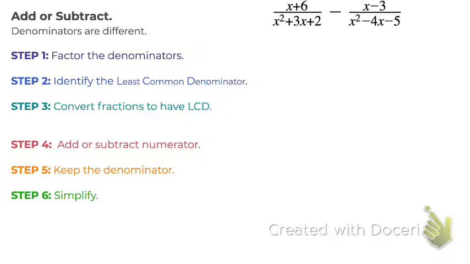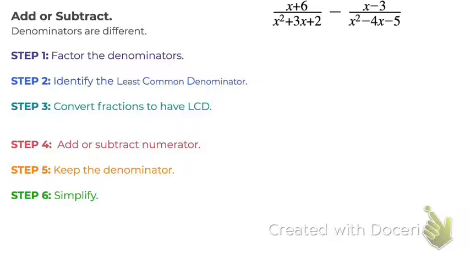Here we're going to go through the steps to add or subtract rational expressions. And rational expressions are just fractions. And these fractions both have different denominators. So our first step is to factor the denominator so that we can see what the least common denominator is and change it so that they're the same.